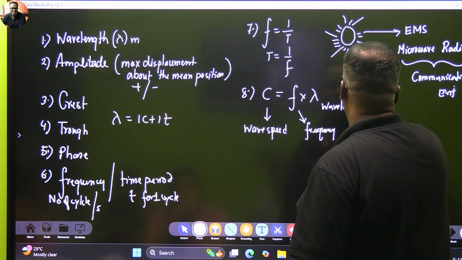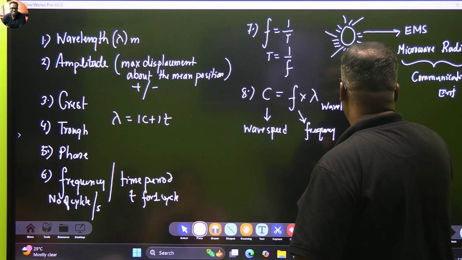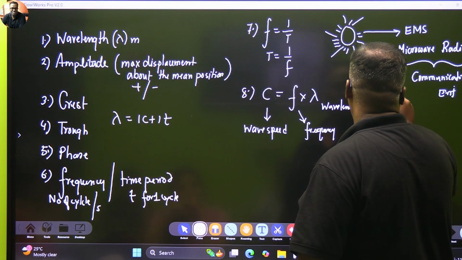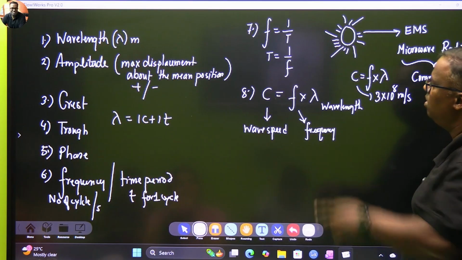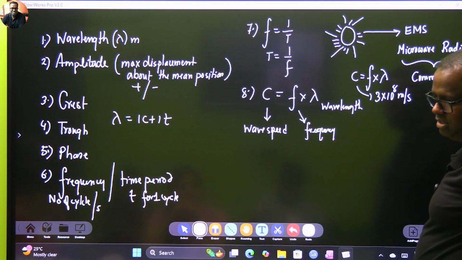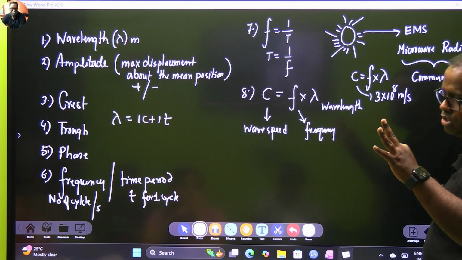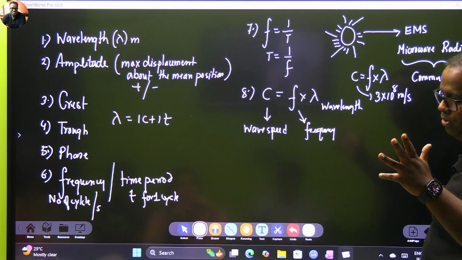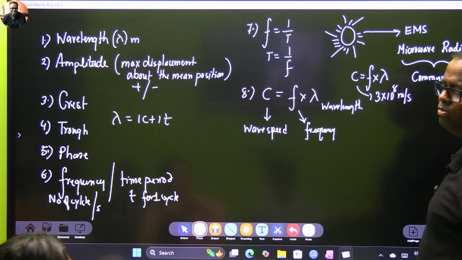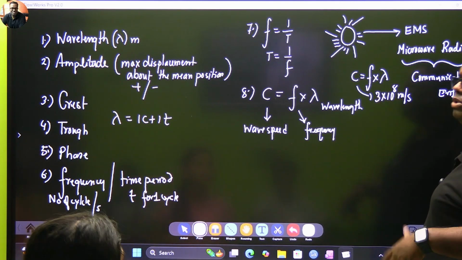So here also the same thing should work: f into lambda. So what is the speed of light? 3 into 10 to the power 8 meter per second, which means whether you are working on gamma, X-ray, ultraviolet, light, infrared, micro, then radio, everyone's speed is how much? 3 into 10 to the power 8.